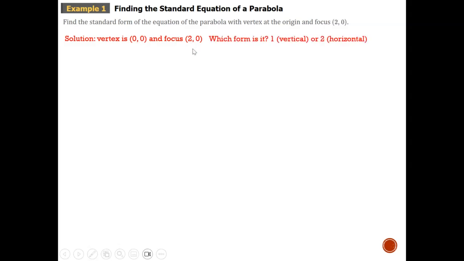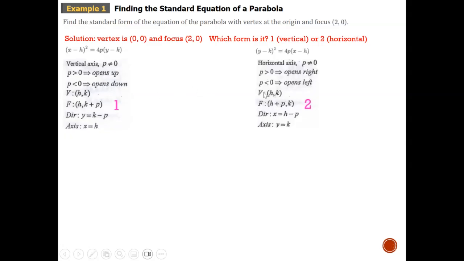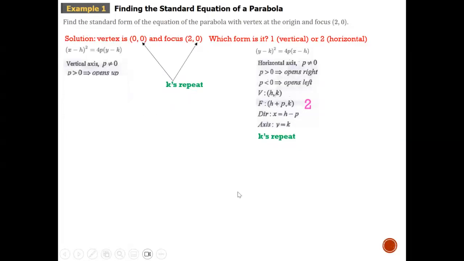Because the next thing we need to know is, is it going to be 1 or 2? 1 vertical or 2 horizontal? How can we find out? If you notice, if it's vertical, the H's repeat. You see here for the vertex and the focus, the H's repeat. And for the horizontal, the K's repeat, which are the Y values. In this case, right here, the K's or the Y's repeat, because the 0 and the 0 repeat. That means it's going to be number 2. So we erase everything for number 1, and we're going to focus on number 2.